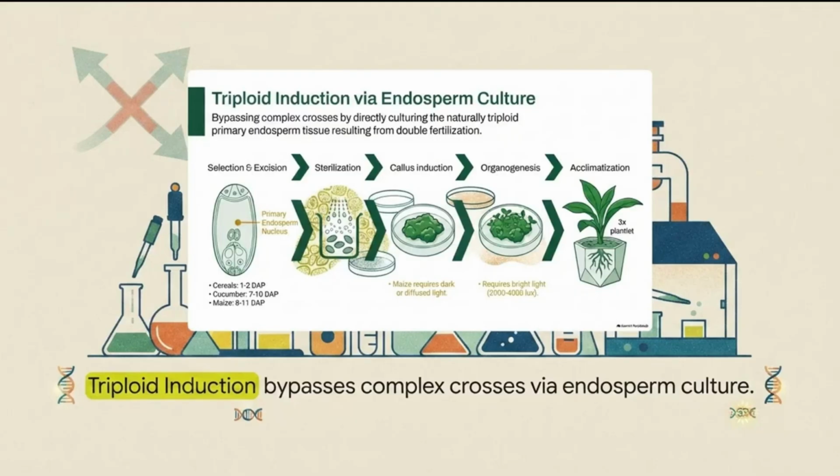And tissue culture pushes this concept even further. We can actually completely bypass that whole complex cross-pollination step entirely. By taking naturally triploid primary endosperm and culturing it in a petri dish, scientists can induce callus formation directly. So we're going straight from endosperm to a fully formed 3x plantlet, all within a highly controlled lab setting.